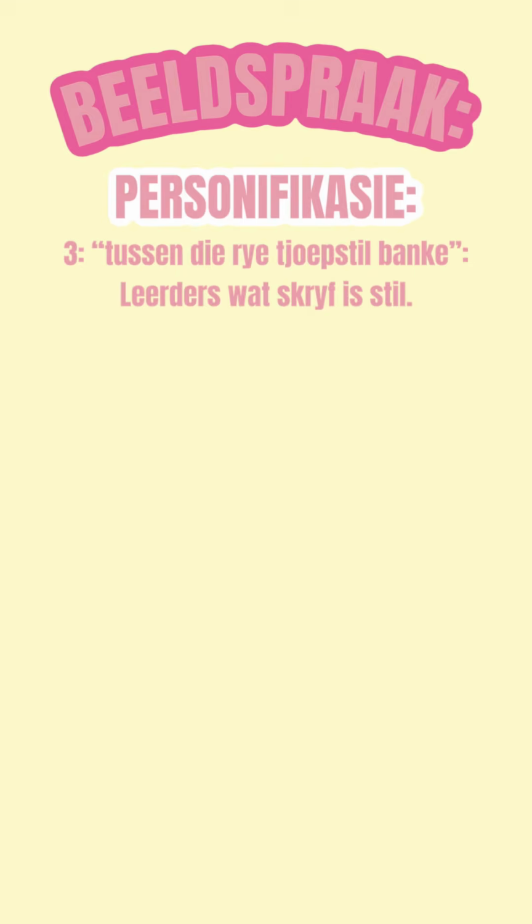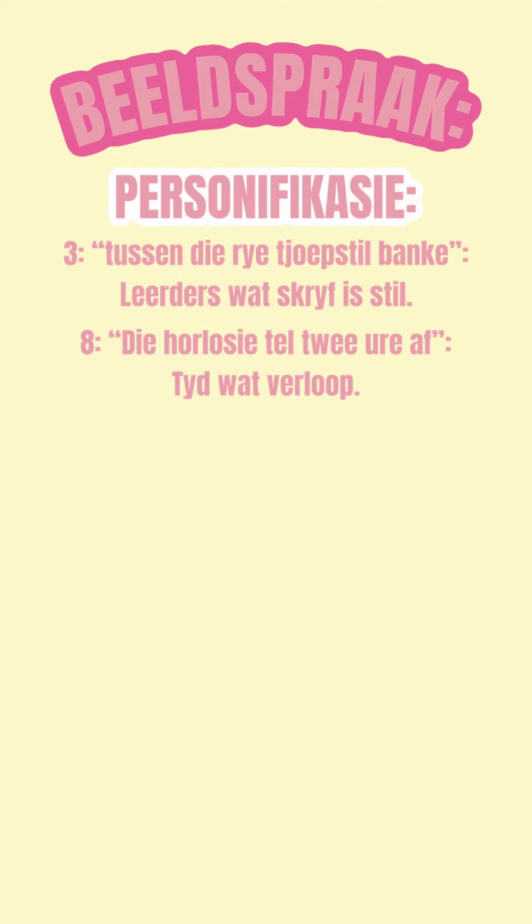Beeldspraak, so what is the imagery that we get in this poem? Personification, and this is when human qualities are given to non-human things. So in line 3, tussen die rye stoepstilbanke, so in between the rows of quiet desks, desks don't actually have mouths, but what it's referring to here is that the learners who are writing the exam are quiet. And then in line 8, die horlosie tel 2 ure af, the clock is counting down 2 hours. It just indicates the time that is passing.